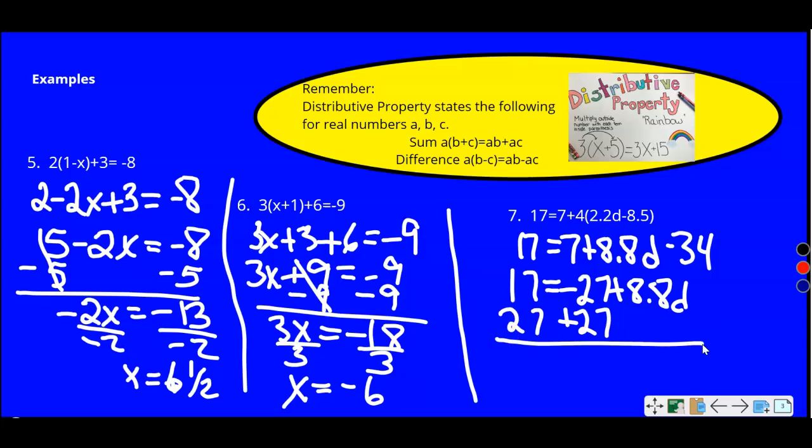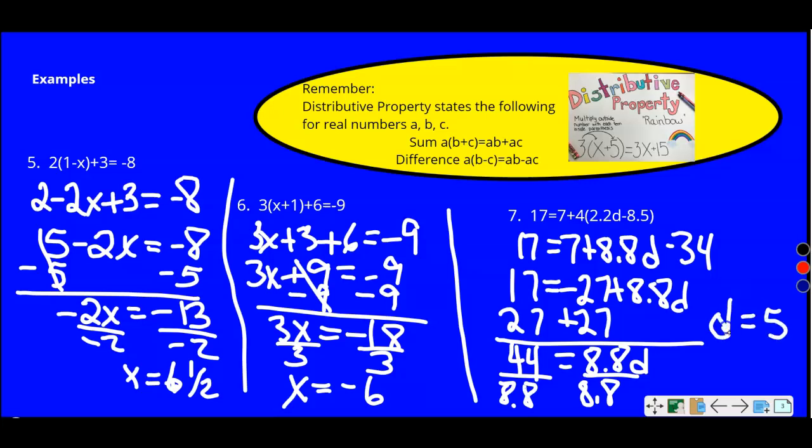And 27 plus 17 is 44. And that's going to equal 8.8d. Divide both sides by 8.8. 44 divided by 8.8 is 5. So d equals 5.